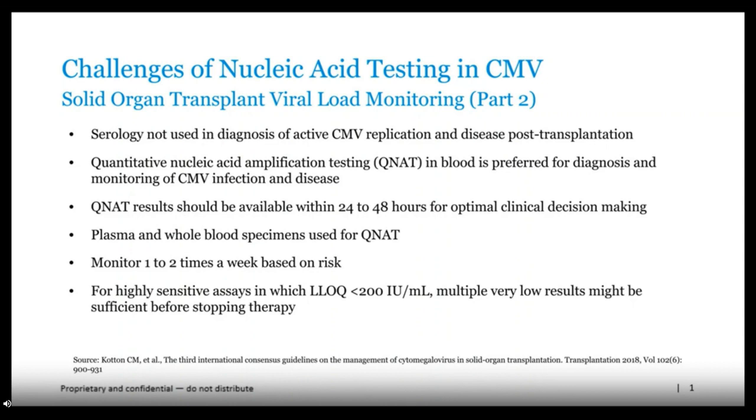For highly sensitive assays in which the limit of quantitation is less than 200 international units per mL, multiple very low results might be sufficient to make a decision to stop therapy. So you could see how, with an assay with exquisite sensitivity, you may not require it to be not detected to measure a clinical response.